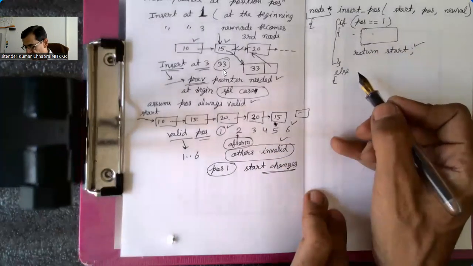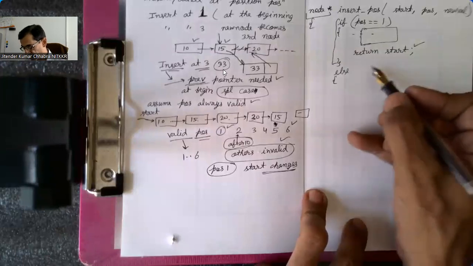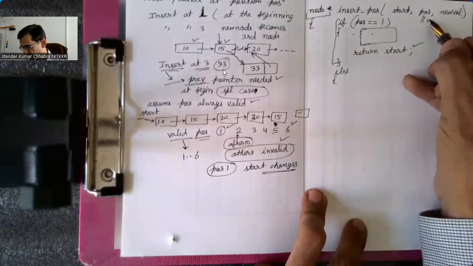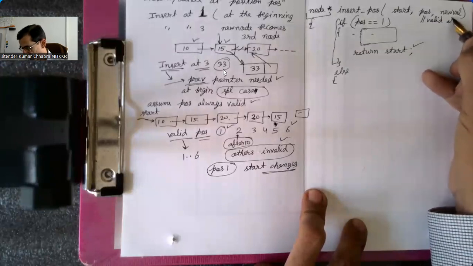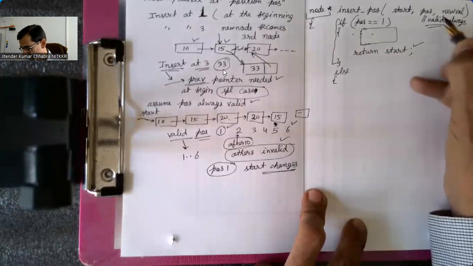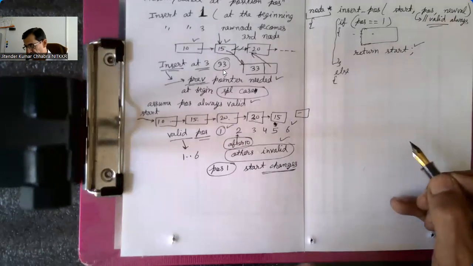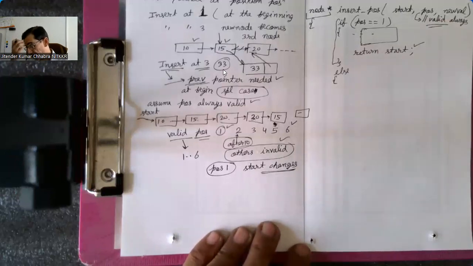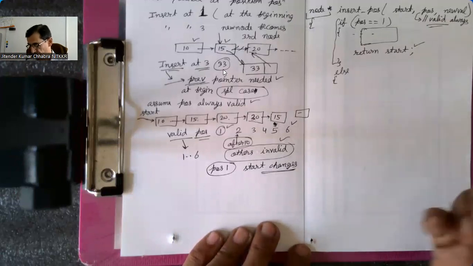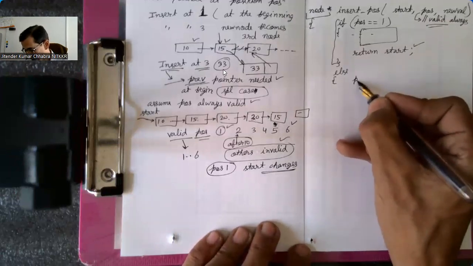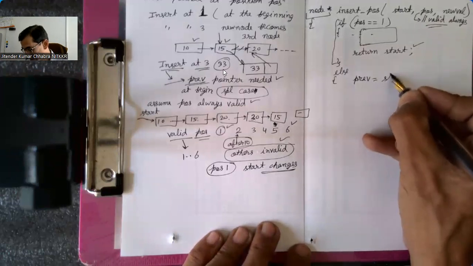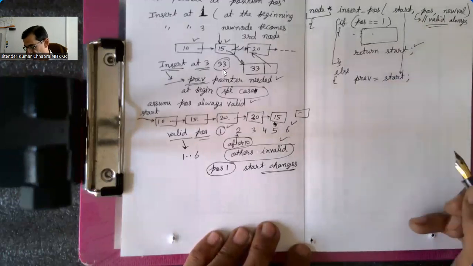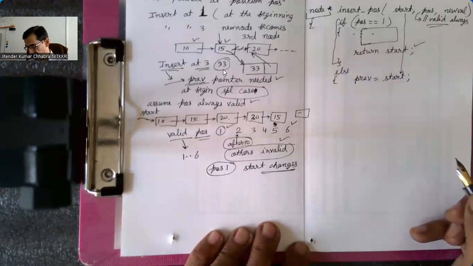Else means I have to insert at some other position, which is a valid position, and POS is known to me. So position is always valid. That means I have to insert at some position. Ultimately means I have to bring my previous pointer to reach just before that. So how will I start? I will say previous equal to start or head, whatever variable name you have used. So if you have used word start, you will write start. Otherwise, you can use head, whatever you say.